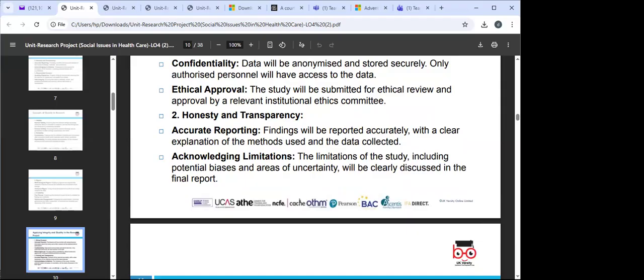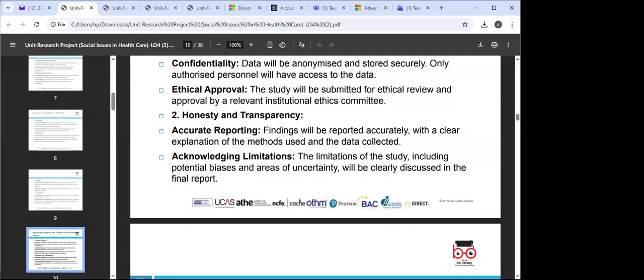Then we have honesty. Why is Shema doing that? Honesty and transparency. Accurate reporting. Or WhatsApp phone. WhatsApp number. Let me share that.